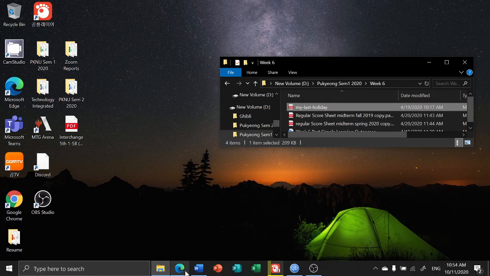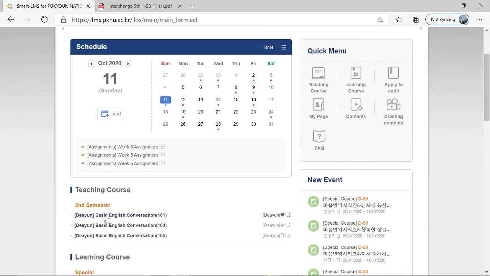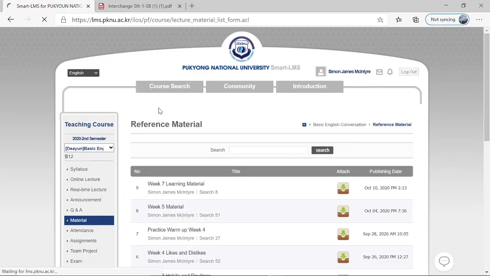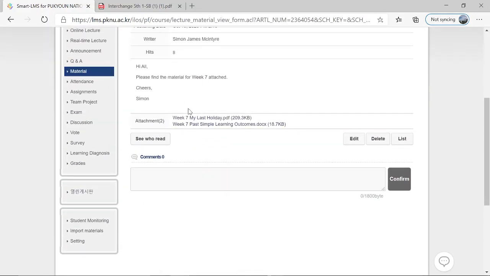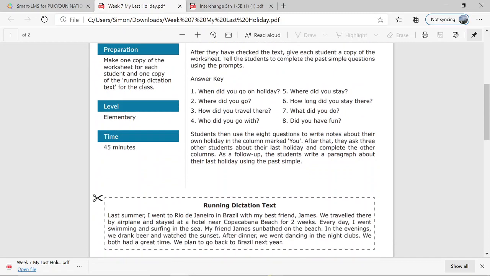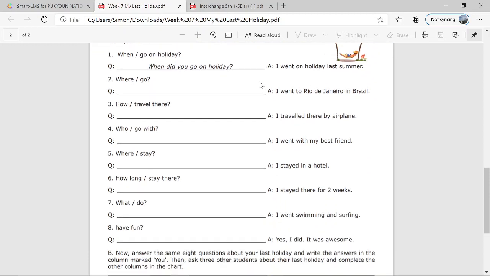Okay, so on the LMS, you'll be able to find this material for week 7. So having a look at the week 7 material. Yay, here we go. Okay, so we'll run through this as well. There's the answer key, but don't look at that. Right? Think about how you turn these into questions.